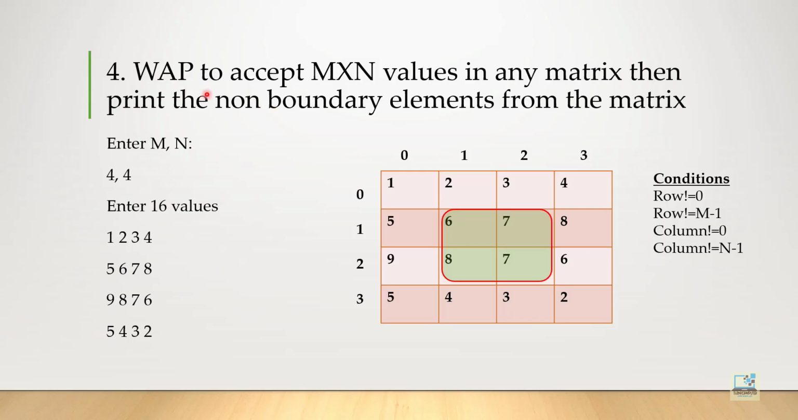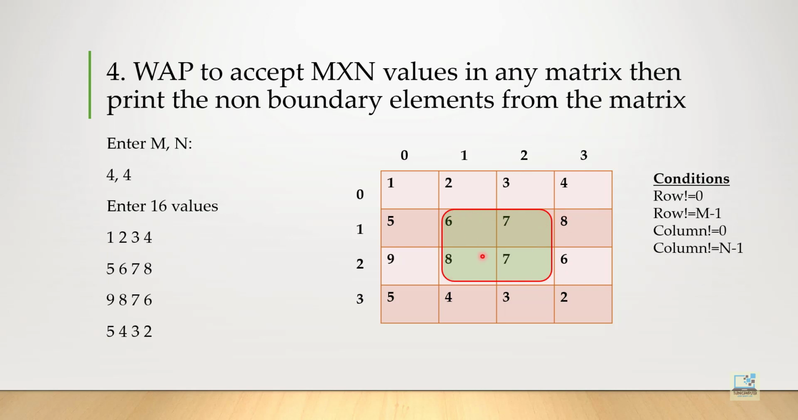Question number 4. Write a program to accept m into n values in any matrix, then print the non-boundary elements from the matrix. Okay, so if m is 4 and n is 4, that means 16 values. Suppose these are my values. Non-boundary element means the elements which are not in any corner. Either it is first row or last row or first column or last column. So the middle values you need to print.